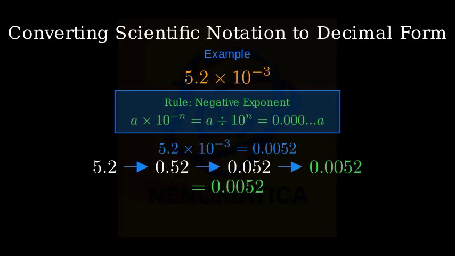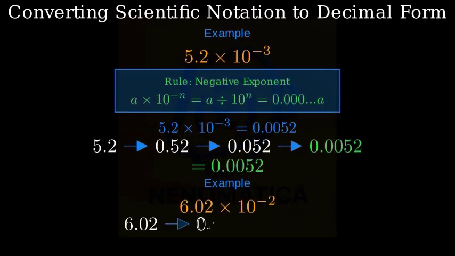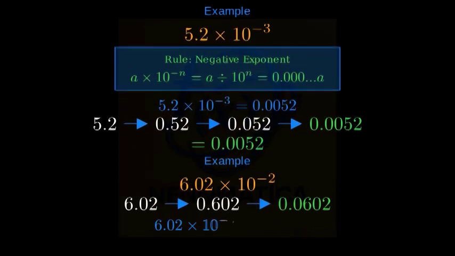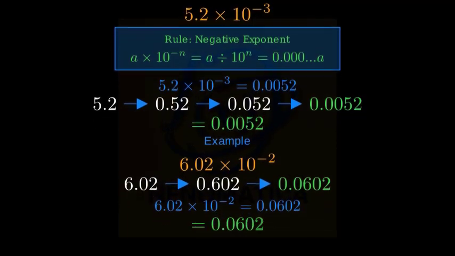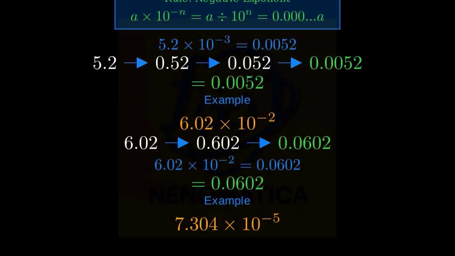So we get 0.0052. Let's move to our second example, 6.02 times 10 to the -2 power. For 6.02 times 10 to the -2 power, we'll move the decimal point 2 places to the left. This gives us 0.0602. Now for our third example, 7.304 times 10 to the -5 power.